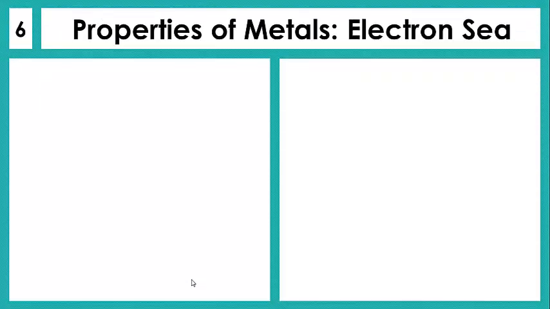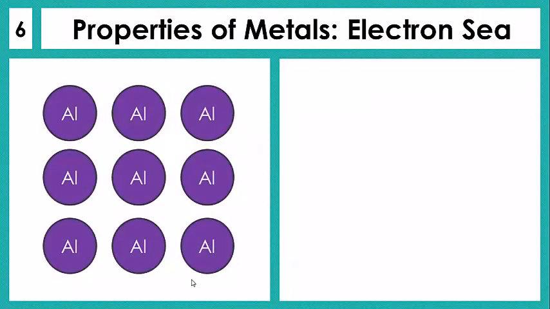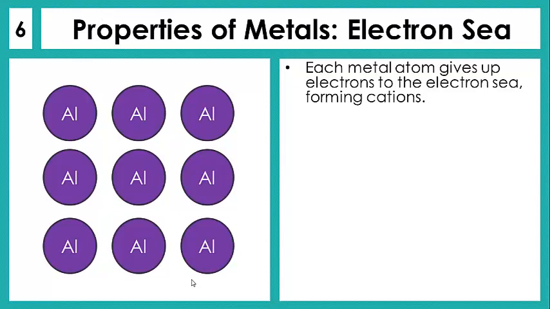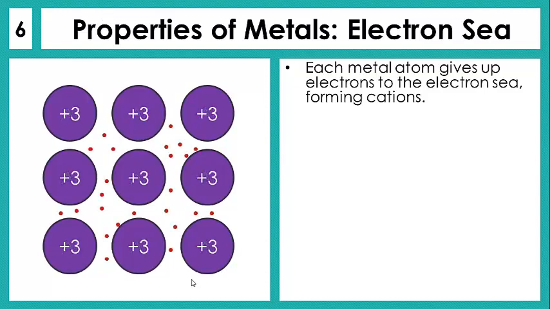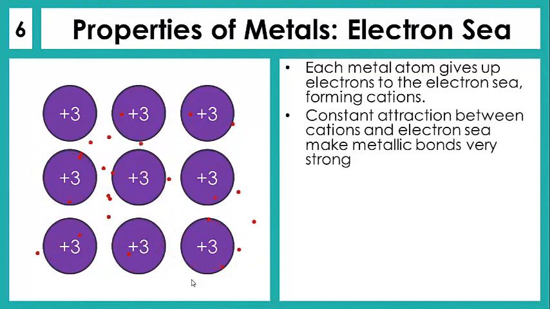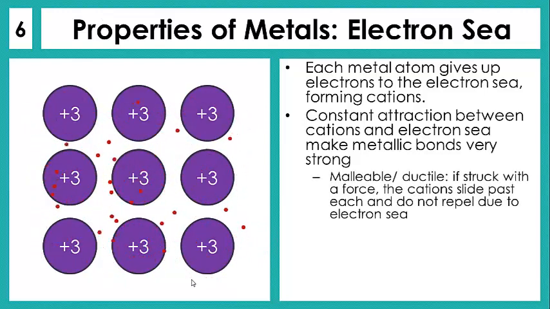Number 6 asks us to use the electron sea to explain the properties of metals. So here I have a bunch of aluminum atoms. So this is a metal, a bunch of aluminum. Each metal atom is going to give up its electrons to the electron sea, forming cations. So these all became cations with a charge of +3 because they all gave up 3 electrons. Now those electrons are being shared by all of the aluminum cations. So there's this constant attraction between the cations and the negative electron sea that makes metallic bonds very strong.